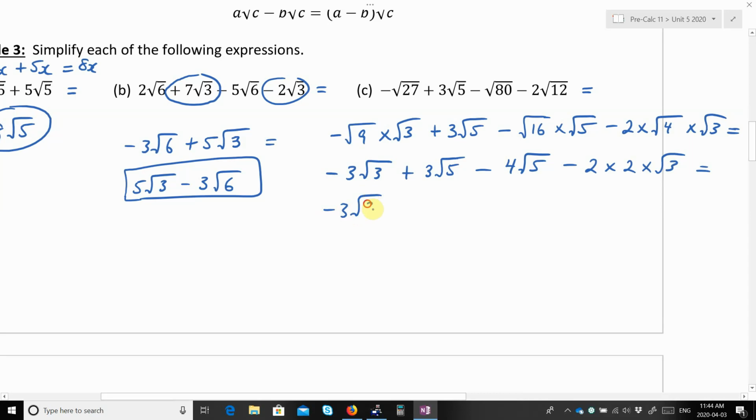This is negative 3 root 3, but notice here, guys, I have 3 root 5s, and I'm taking away 4 root 5s. 3 minus 4 is negative 1, so I could put negative 1 root 5 like this. When it's a 1 out front, or a negative 1, we actually don't write the 1. It's just implied there. And then we have minus 2 times root 3, so that will be minus 4 root 3. And do we have any other like radicals? Yes, we do. Root 3 and root 3. Negative 3 root 3, take away 4 root 3 is minus 7 root 3.